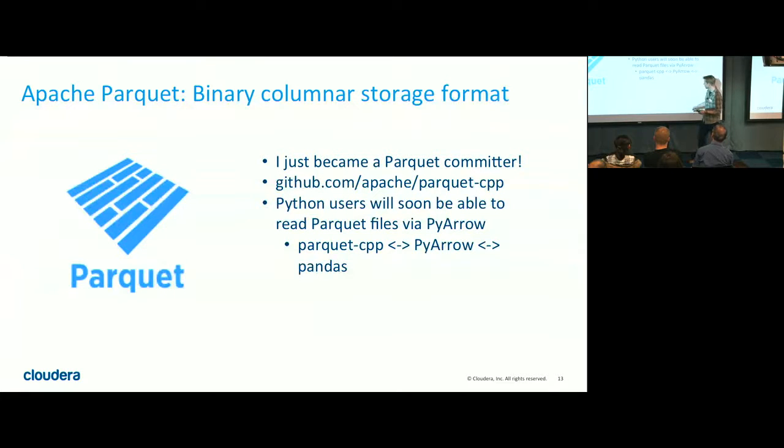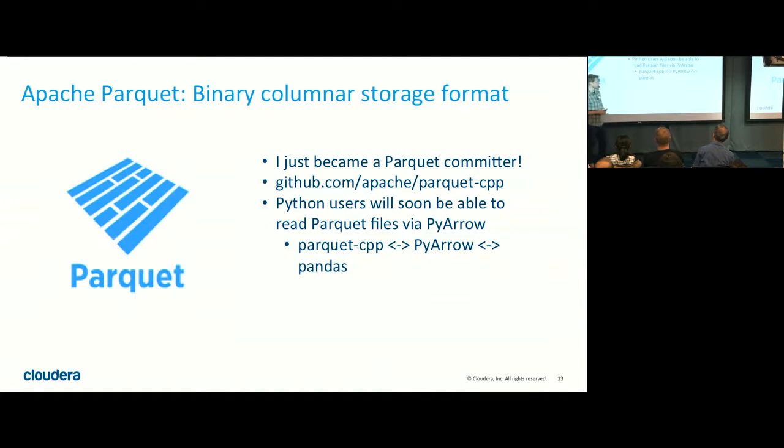So you, as a pandas user, soon, and soon means whenever I can find the time to finish the first version of the integration. The way the flow will work is under the hood, the Parquet C++ library will be invoked from the Arrow C++ library. You'll get an Arrow table, and you'll be able to convert that transparently to a pandas data frame. And then with a lot more engineering work, you'll be able to go back to Parquet files.